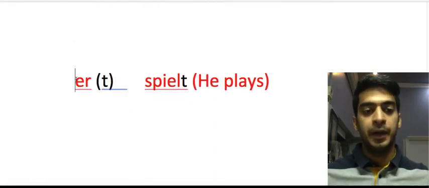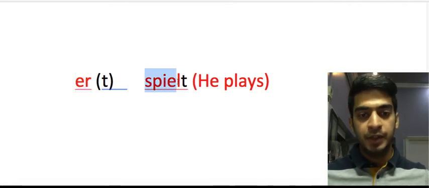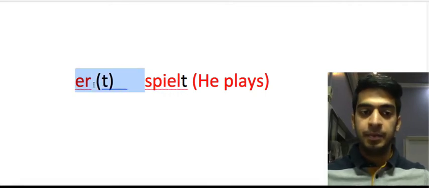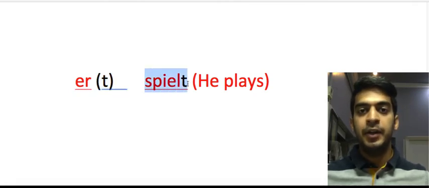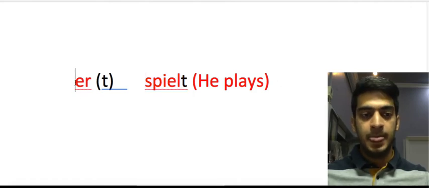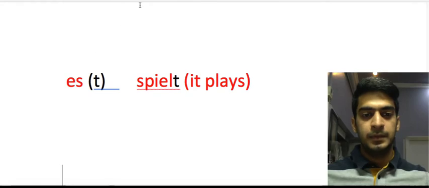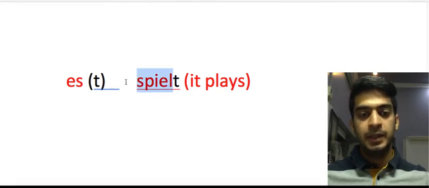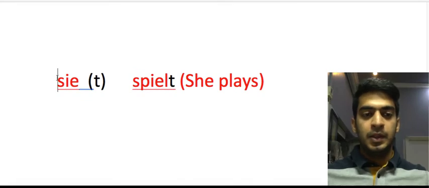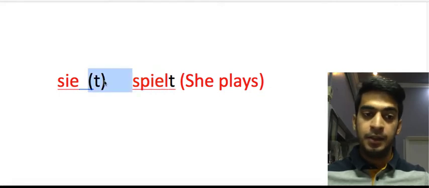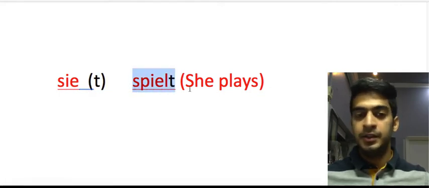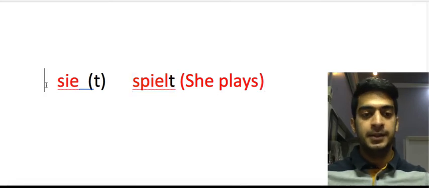Now we have the pronoun er. Again the same process, the verb stem spiel, the ending is t with the pronoun er, which is added to the verb stem. It becomes spielt, er spielt, he plays. Then again the verb stem spiel, ending is t, es spielt, it plays. Sie pronoun. The verb stem spiel, ending again t, added to the verb stem. Sie spielt, which means she plays.